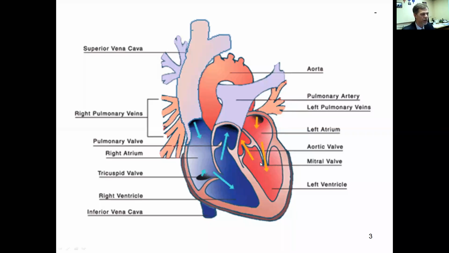The pump should pump blood. We have two circles, the big circle and the small circle. The big circle starts in the left ventricle, then blood goes to the aorta, reaches all faraway parts of our body, and is then collected into the right atrium. Then blood enters the right ventricle and is injected into the small circle, the pulmonary artery, passes through the lungs and returns to the left atrium. These are the two circles of circulation, big and small.